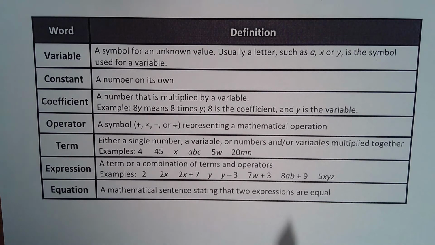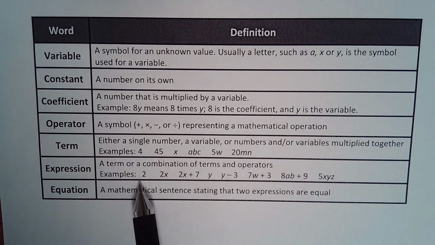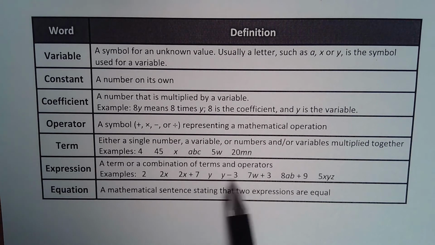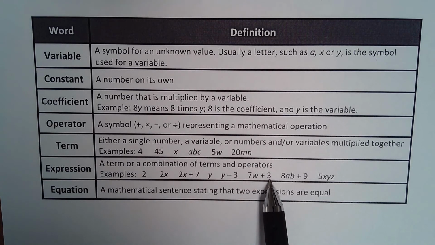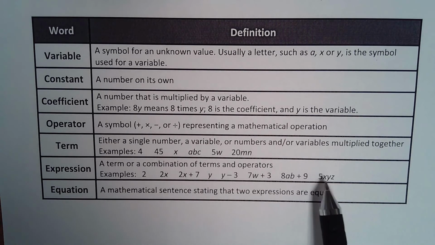Expression. A term or combination of terms and operators or operations. Example 2x, 2x plus 7, y by itself, or y minus 3, 7w plus 3, 8ab plus 9, and 5xyz. Again, remember that when you have your numbers and letters that are next to each other, as you see here, with no operation sign in between, that means that you're multiplying those. Just want to keep pointing that out.